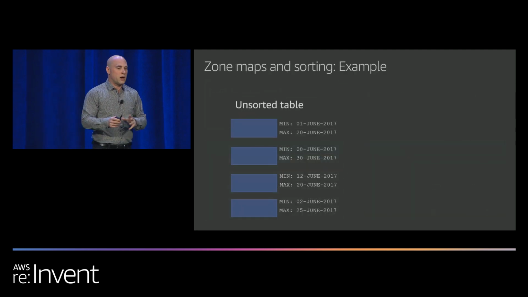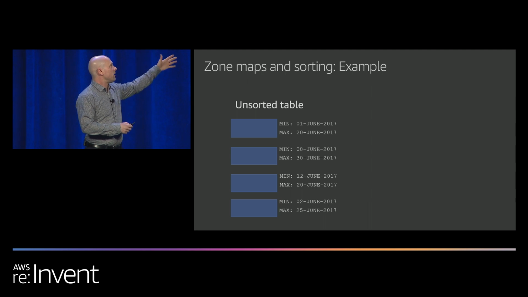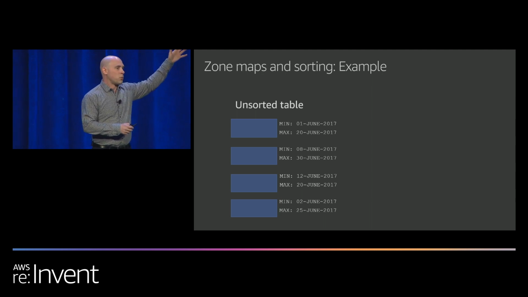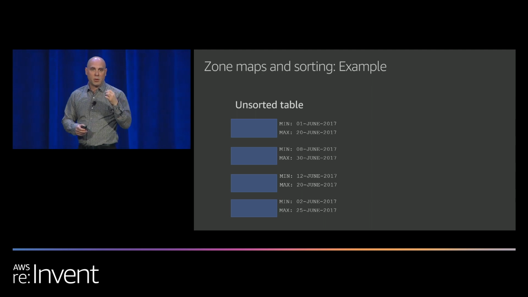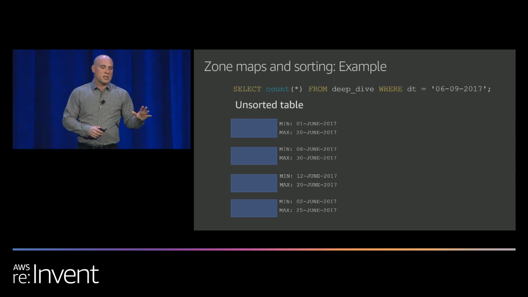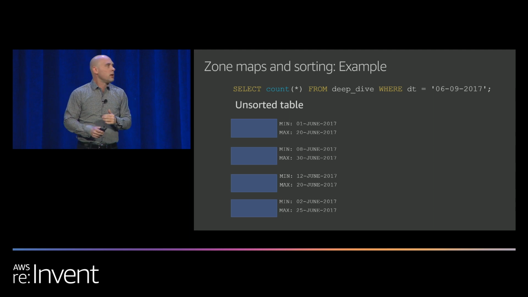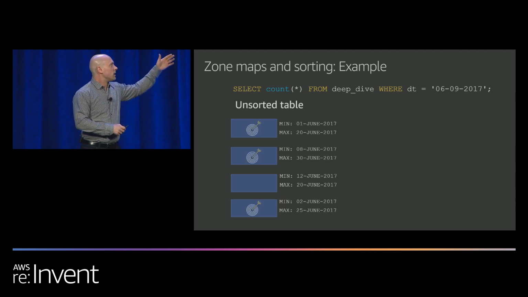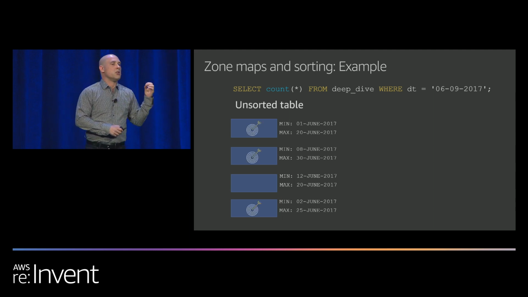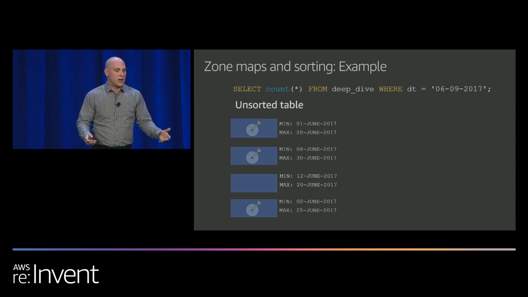Tying all of these concepts together in data sorting and blocks and zone maps. Say we have these 4 blocks. I have the zone maps printed out beside them, the minimum and maximum values. We have this really simple SQL query. I'm just counting the number of records on a particular date. What Redshift will do is it checks the zone maps and it knows that it doesn't need to read data out of that one block, and we've reduced I/O.